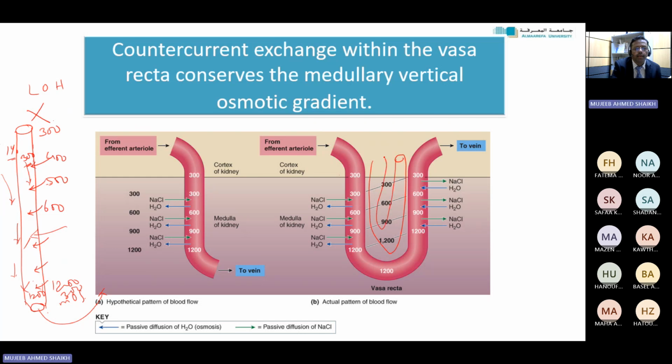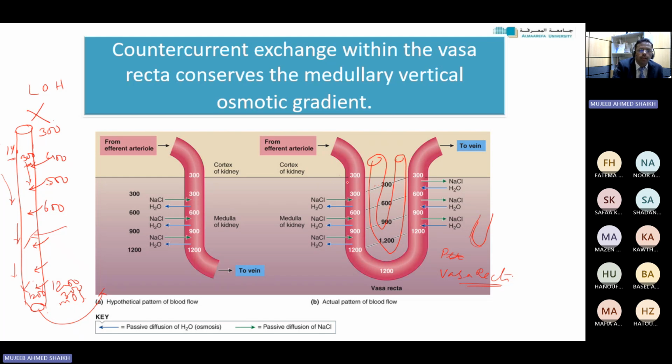This is the loop of Henle in the center, and here on the sides are the peritubular capillaries, or you can say the vasa recti. Actually they are along the side of the tubule, that's why peritubular, but the name given is vasa recti, straight vessels, because they go straight down. They are bent in a U-shape, like a loop.